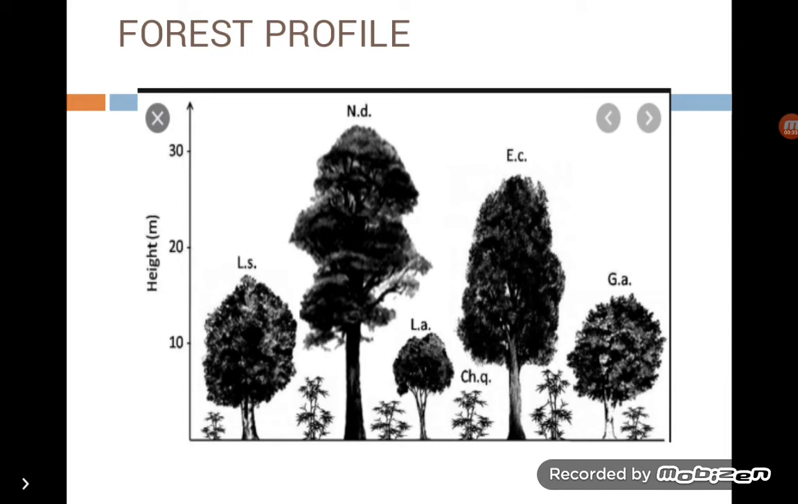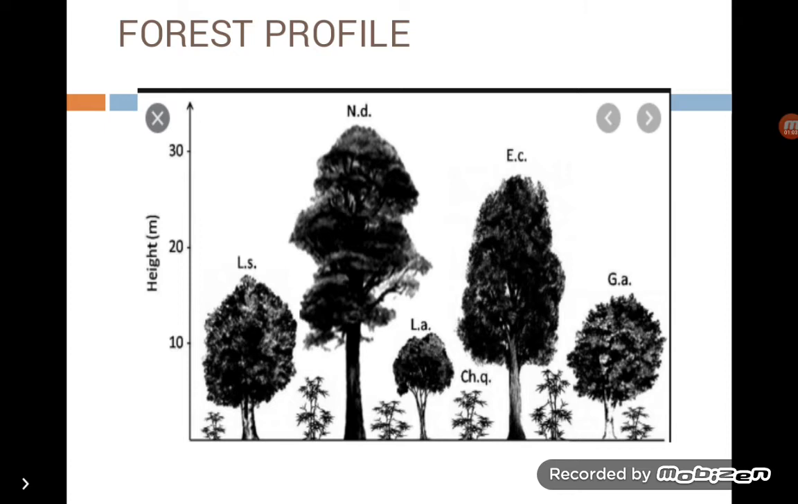Students, forest is a natural resource comprising various types of trees, shrubs, herbs, climbers, and creepers. Today, forests occupy approximately one third of the total area of Earth. Let us learn more about forest in this video.